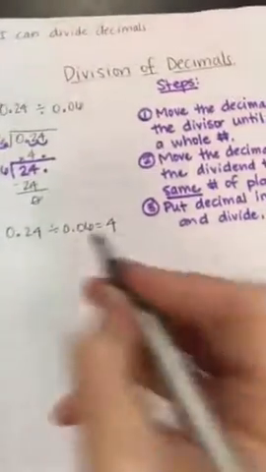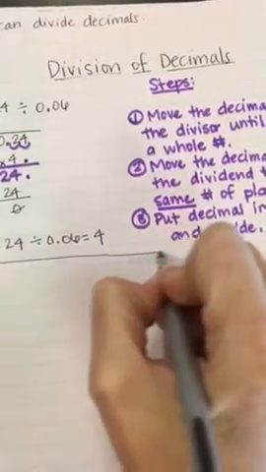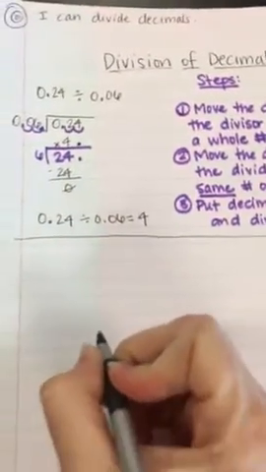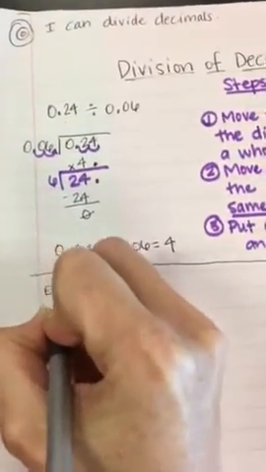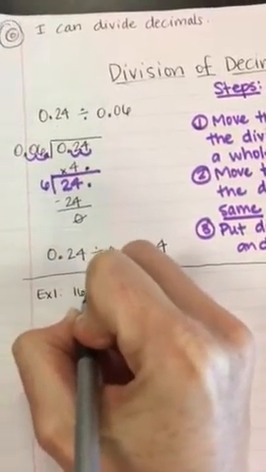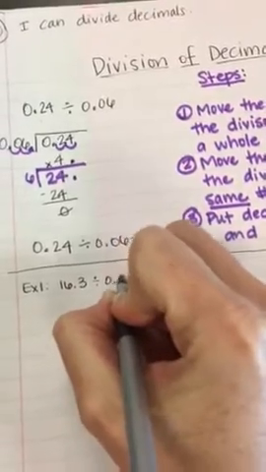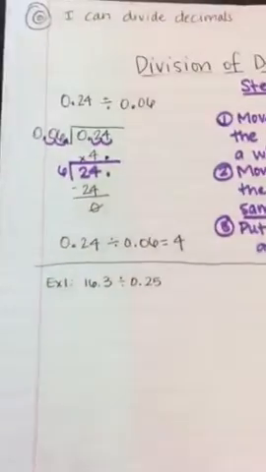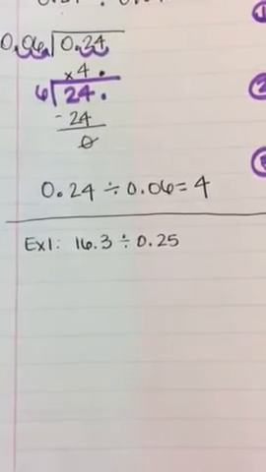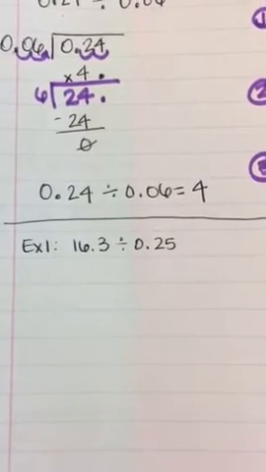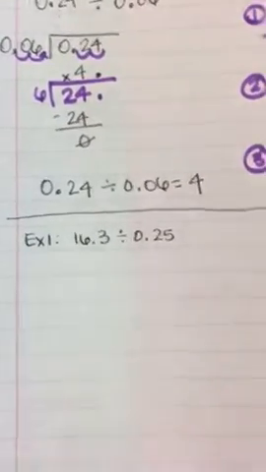Once you're finished with this, we're going to do some additional examples in our notebook. We're just going to talk about some what ifs. So here is an additional example that we are going to work on together. Again, I do expect you to be putting these in your notebook as you're watching this video. So this is what this one looks like. 16 3/10 divided by 25 hundredths.